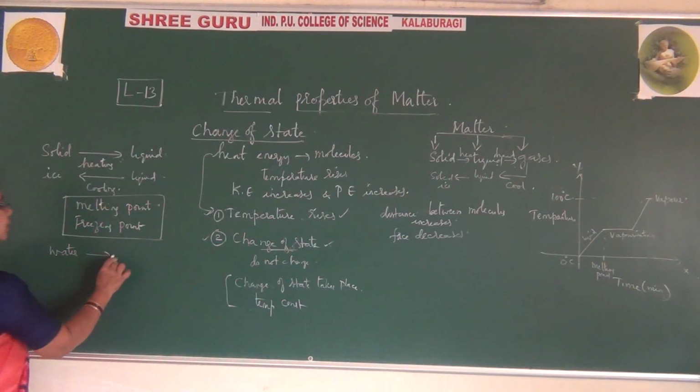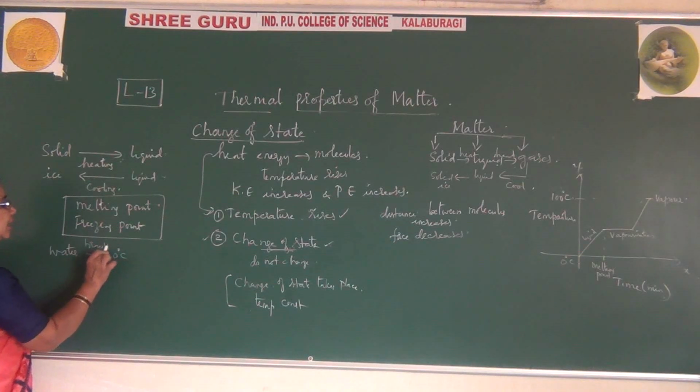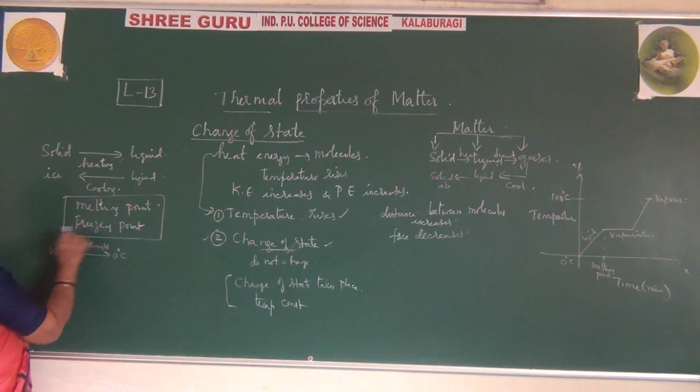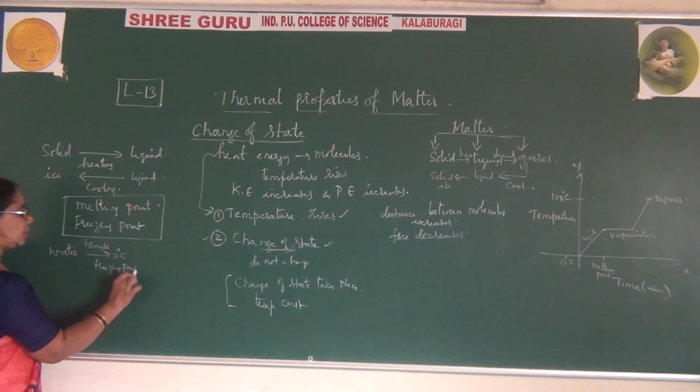Up to 0 degrees centigrade. Heat contents are removed from it. Naturally, the water is brought to 0 degrees centigrade. When the liquid is brought to 0 degrees, you are decreasing the temperature. When you are decreasing the temperature, what happens here? The temperature decreases, and that is called the freezing point.